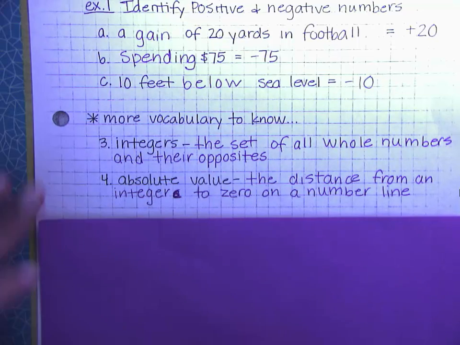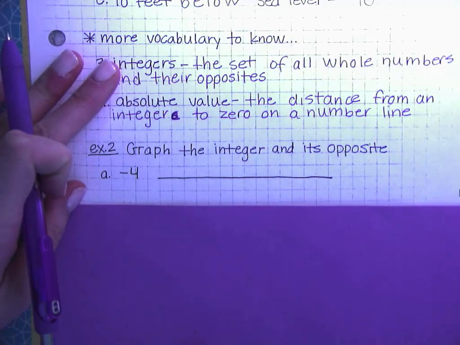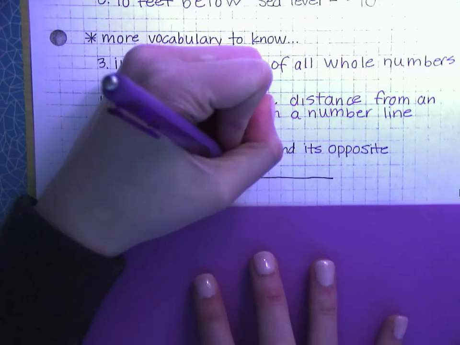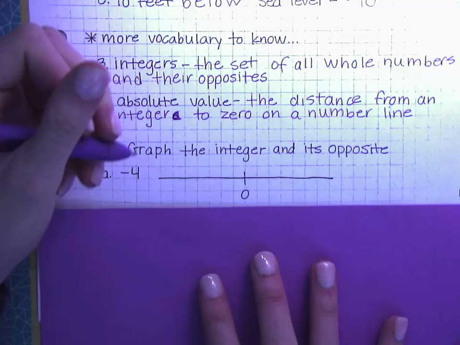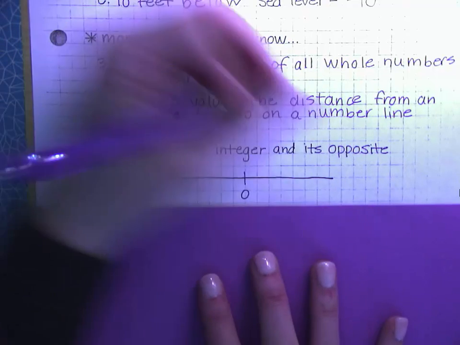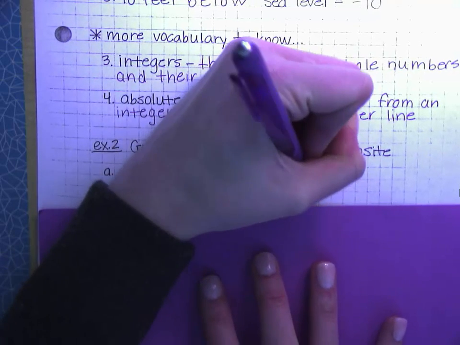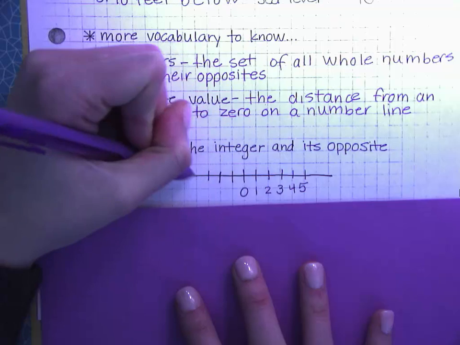So let's first make sure that we can correctly identify and graph integers and their opposites. For this first one, we've got -4. You need to draw yourself a little number line. We know that in the middle of the number line is going to be 0. Everything to the right is going to be positive. What about everything to the left? Yeah, these are all going to be negative.